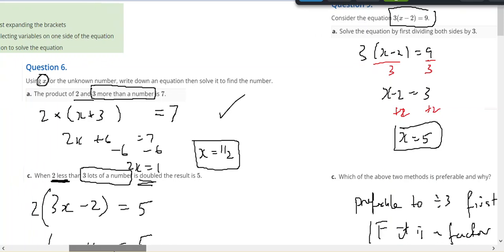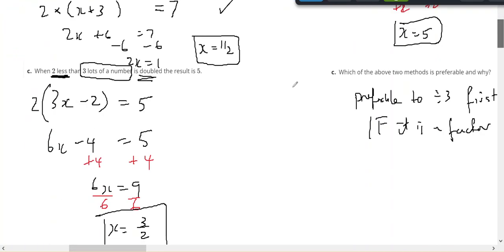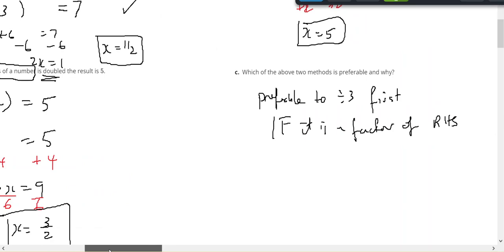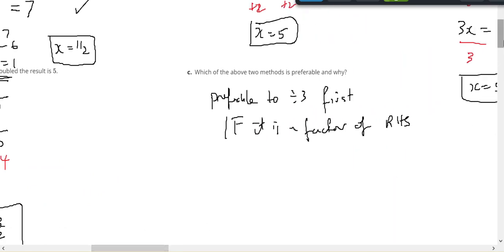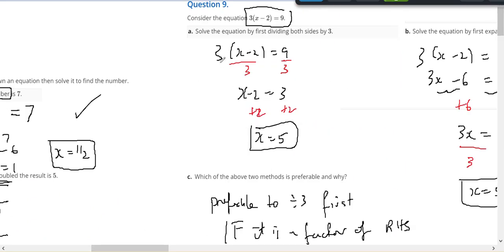That's where I got stuck over here. I divided by 2, but 2 didn't divide into 5, and it was much easier to expand, then simplify here. But in this particular question, it's much easier to simplify by dividing first because it's less steps.